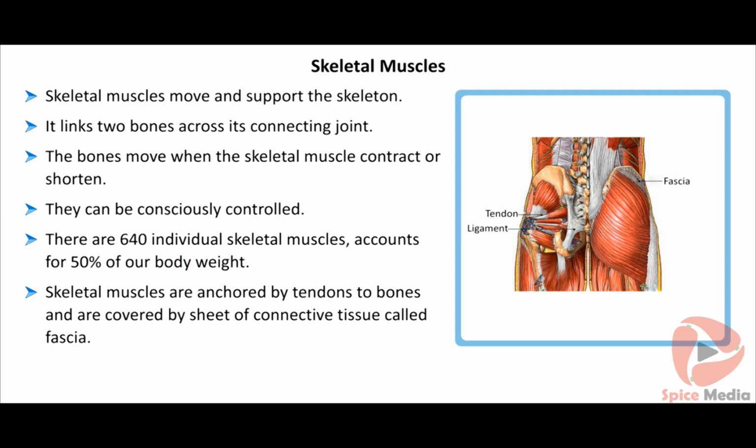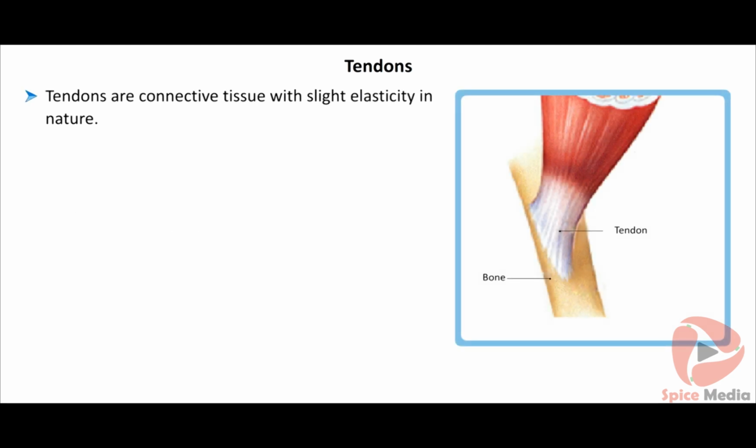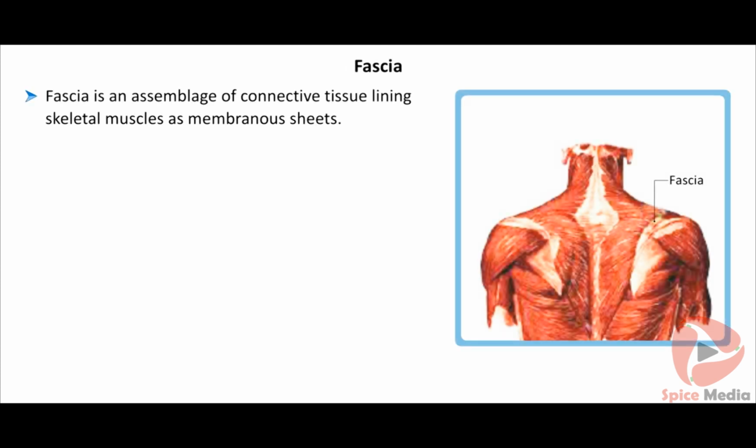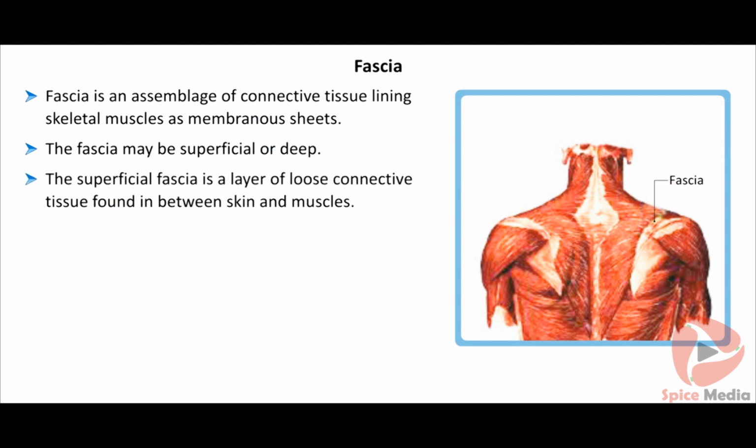There are 640 individual skeletal muscles that account for about 50% of our body weight. Skeletal muscles are voluntary muscles anchored by tendons to bones and are covered by a sheet of connective tissue called fascia. Tendons are connective tissue with slight elasticity in nature. They are strongly attached to bones like cords or straps. The tensile strength of tendons is nearly half that of steel. A tendon having 10 mm diameter can support 600 to 1000 kgs.